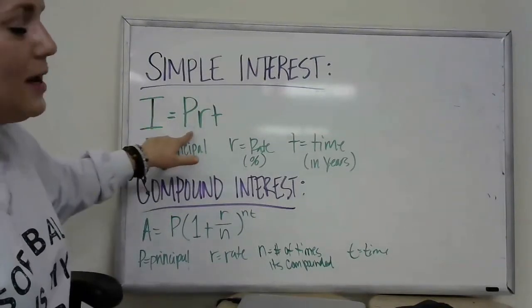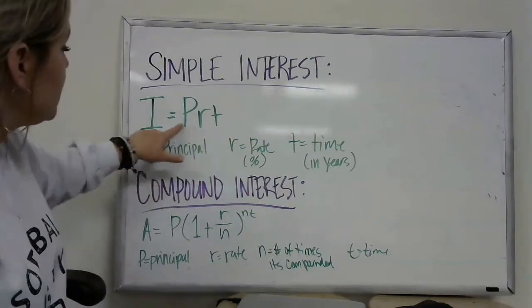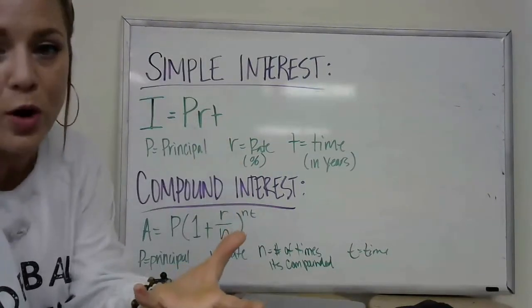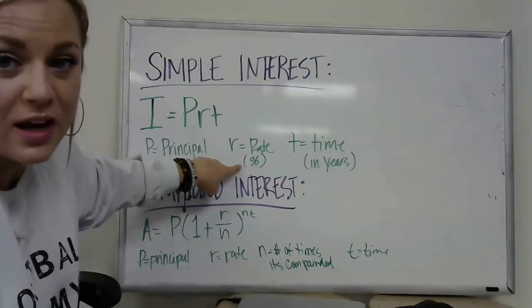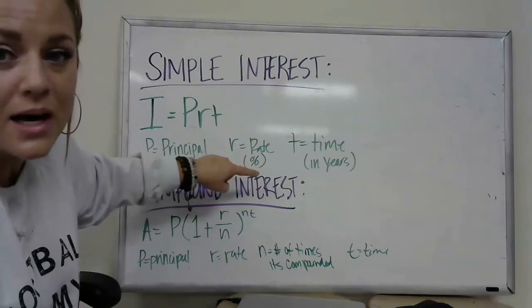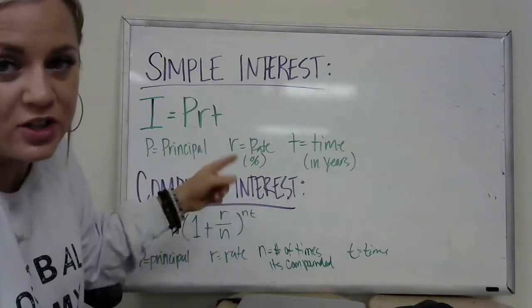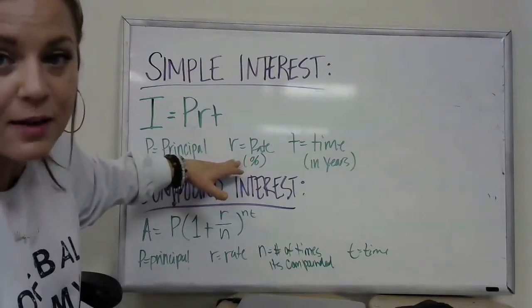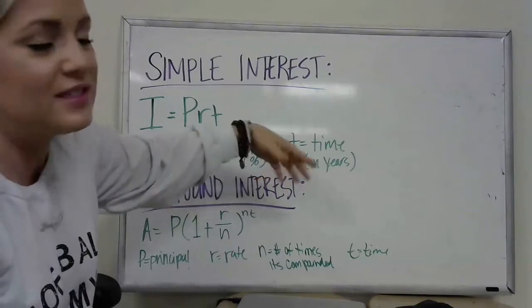Interest equals P times rate times time, principal times rate times time. The P stands for the principal. That's the amount you're borrowing. The rate is your percentage, but we're going to put it in a decimal. You can't multiply money and time times a percentage. We have to change your percent, how much they're charging you, to a decimal. And then T is time in years.